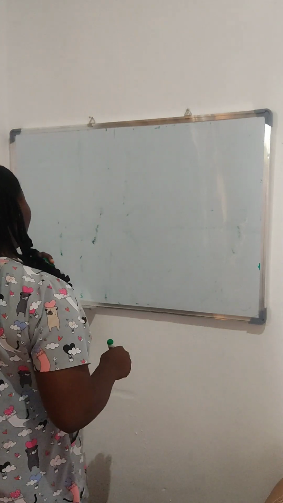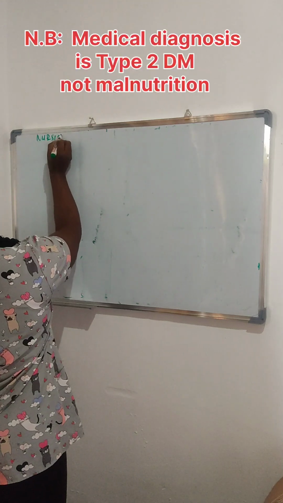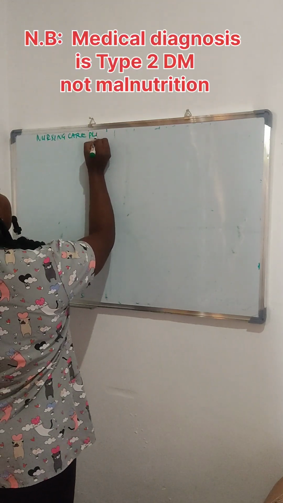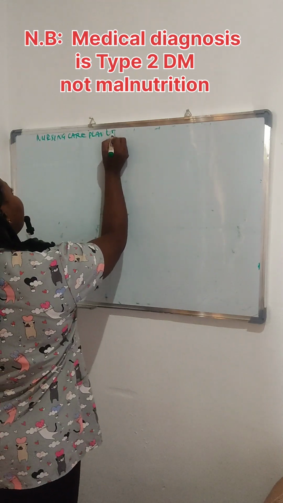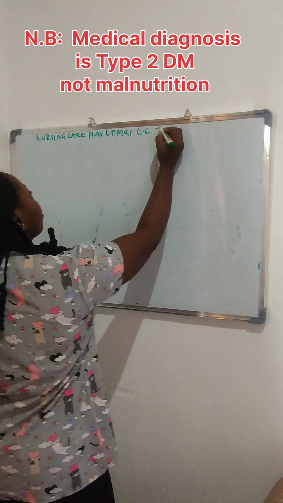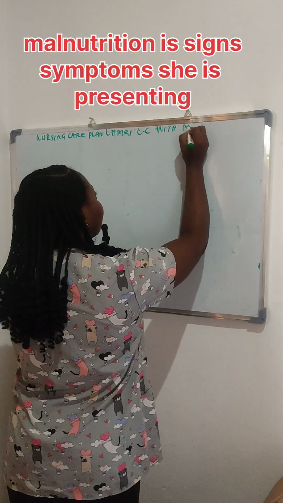So the first thing we are going to do now is to write the title. Nursing care plan of Mrs. O.C. with malnutrition.